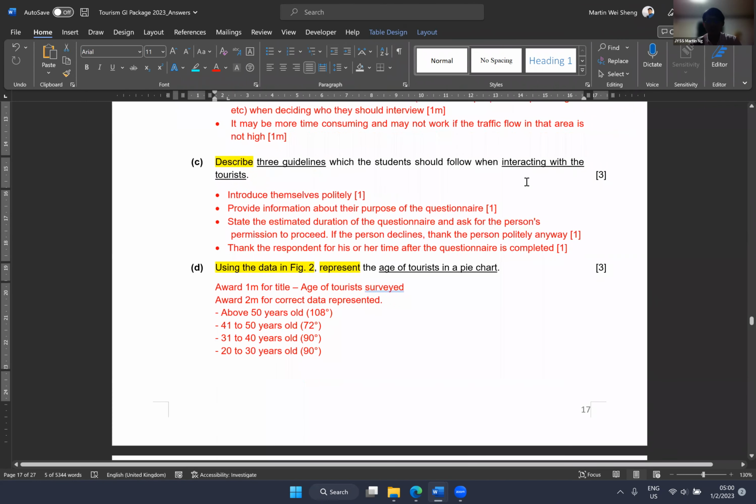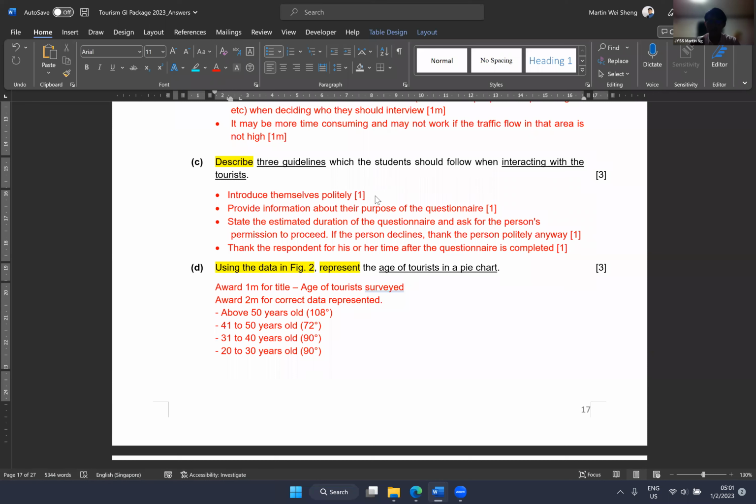Okay, question C, very straightforward. Describe 3 guidelines when they are interacting with the tourists. So basically, you have to say that when the students are conducting the questionnaire survey, what are some rules they have to follow? Okay, so first rule, always introduce yourself politely. Hi sir, hi ma'am, sorry to bother you. Could I take up a bit of your time to carry out this questionnaire survey? So you must introduce yourself politely.